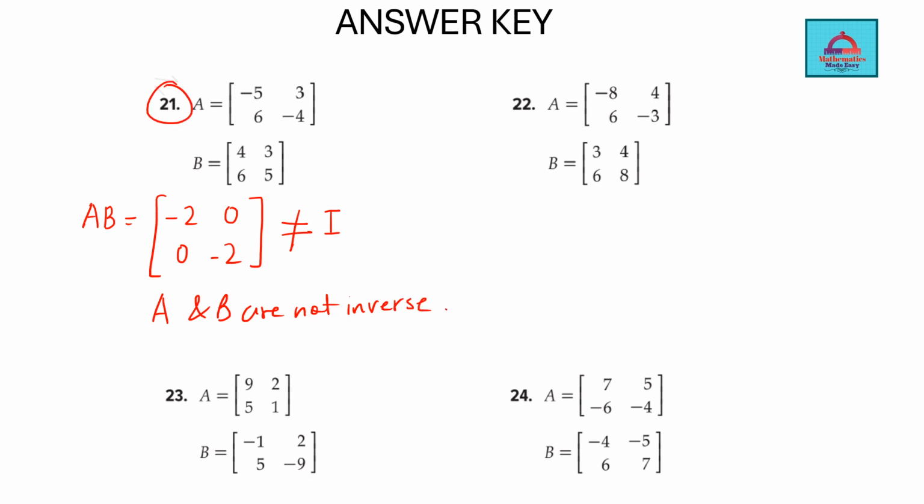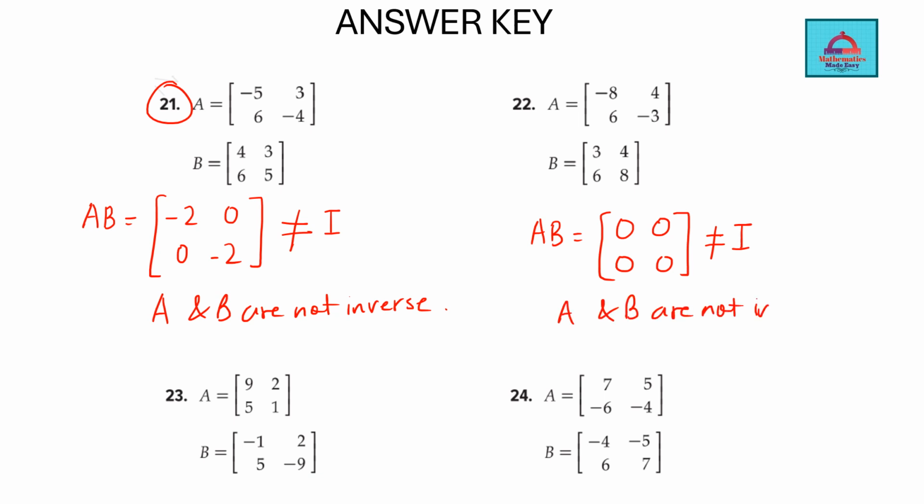Let's go to 22. For 22, again, when you multiply A with B, it will come out to be something which is not equal to identity. In fact, it will come out to be a 0 matrix, and this is not the condition that we want for inverses. So again, A and B are not inverses. So just do your matrix multiplication and easily you'll be able to check. However, for question 23, the condition that we want is going to be true. That is, both your A multiplied by B and your B multiplied by A will come out to be identities. So the answer will be yes, they are inverses.